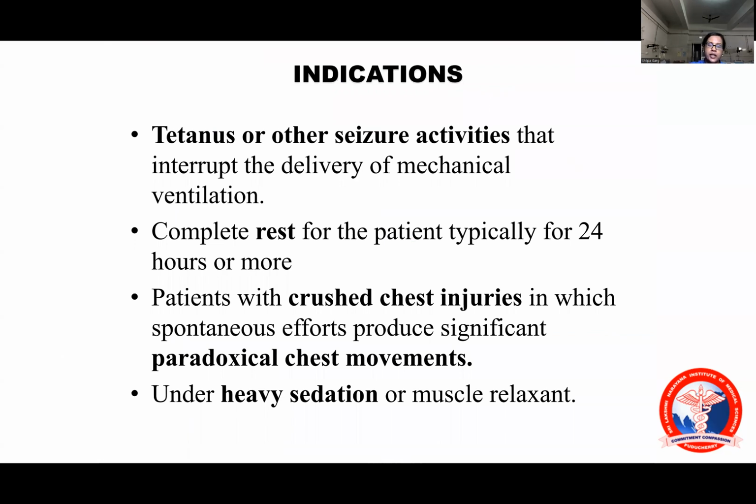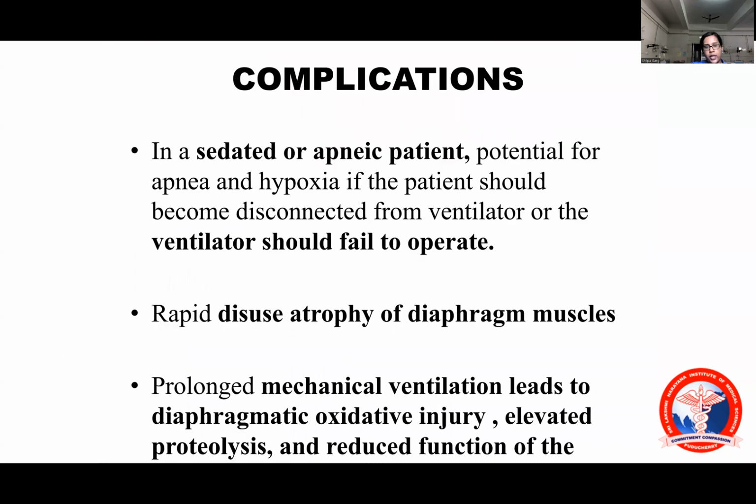Indications: for any tetanus or seizure activity that interrupts the delivery of mechanical ventilation, or when complete rest of the patient is required for 24 hours or more, for crushed chest injuries, or if there are any paradoxical chest movements, or if the patient is under heavy sedation or muscle relaxant.